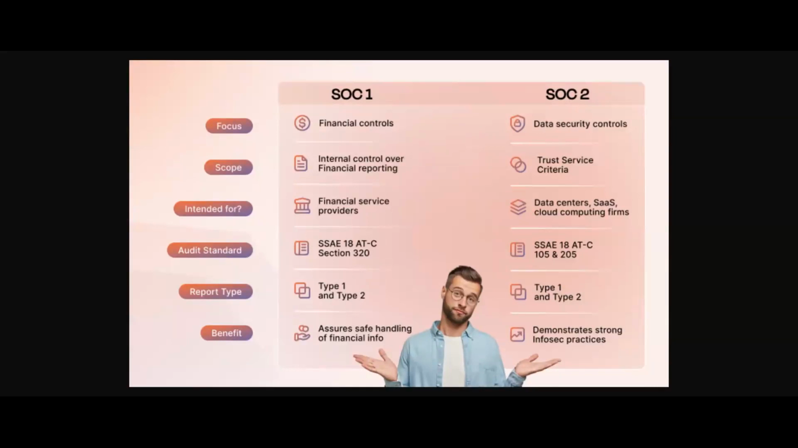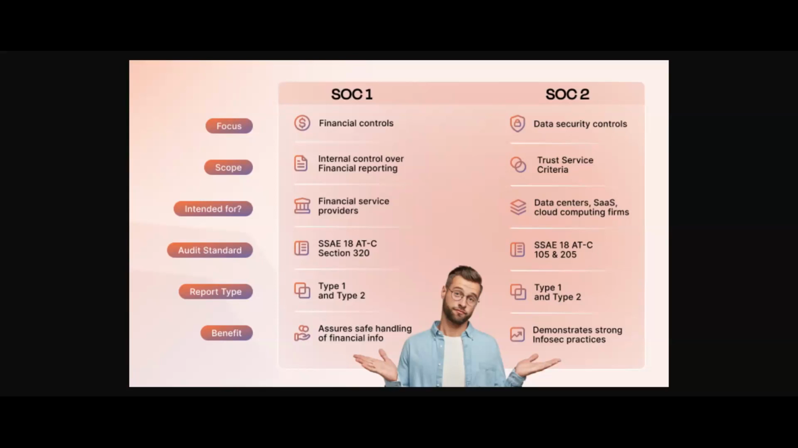Again, SOC 1 focuses on the financial controls. SOC 2 focuses on the data security controls. The scope is basically ICFR, what we discussed in SOX yesterday, if you remember, internal control over financial reporting. The same scope is there, intended for financial service providers. However, SOC 2 is for any type of data center, any type of SaaS service, any type of cloud computing firm. That's the difference. But the report type is the same. Type 1 and Type 2 are the same in both cases.